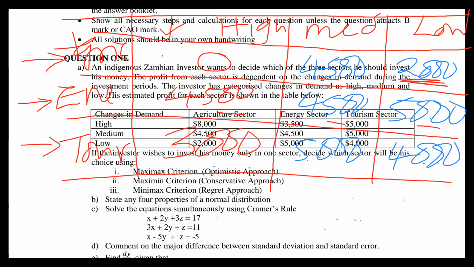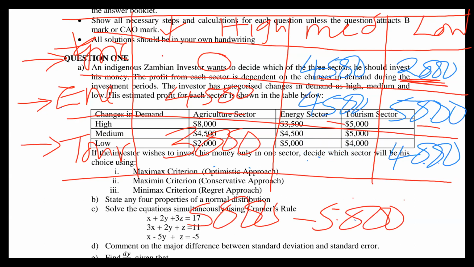Maybe let me explain from medium demand. Follow when we are on the medium so that we are moving at the same time. From the medium, the highest payoff is 5,000, isn't it? And it is coming from tourism, right? So number one, we'll say 5,000 minus 5,000. It means that here we'll have 0. What this implies is that investment in tourism, when the demand is medium, there is no regret. Is that fair? Yes, sir.